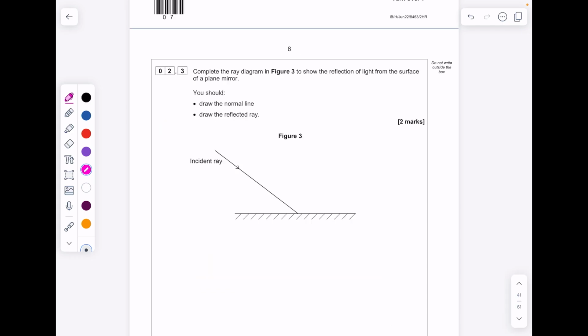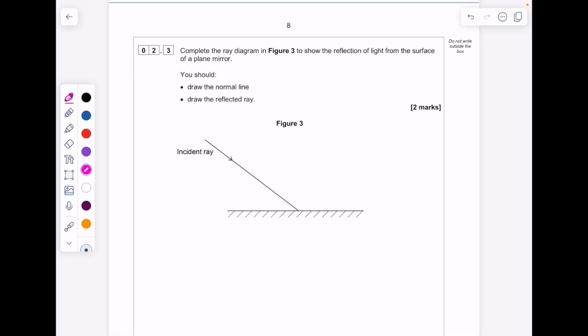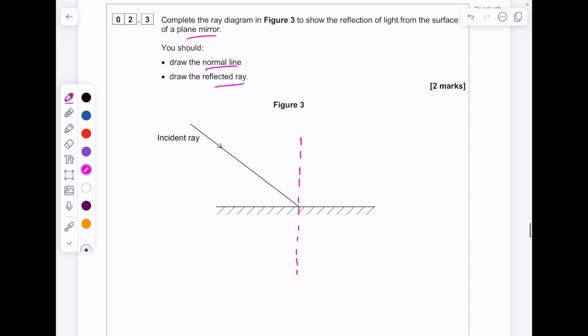Complete the ray diagram in figure 3. To show the reflection of light from the surface of a plane mirror, you should draw the normal line and the reflected ray. So the normal line, as I've said previously, is the line drawn at 90 degrees. It needs to be dashed. And then the law of reflection states that the angle of incidence equals the angle of reflection. So we need to make sure that our angle of reflection here looks similar to the angle of incidence. So use your protractor there if you're not sure.